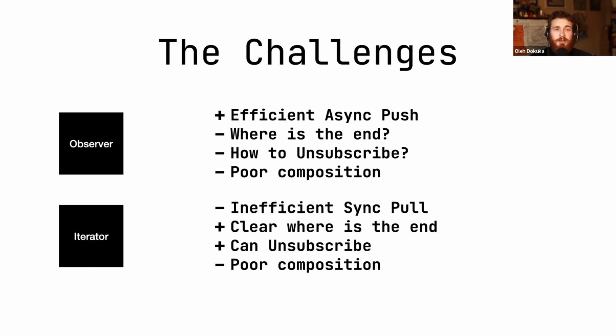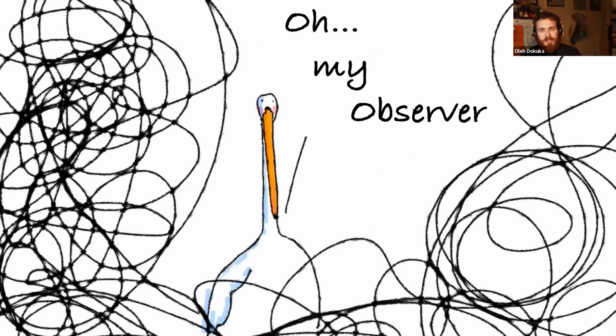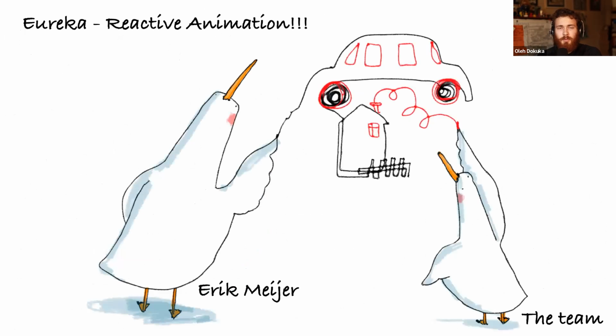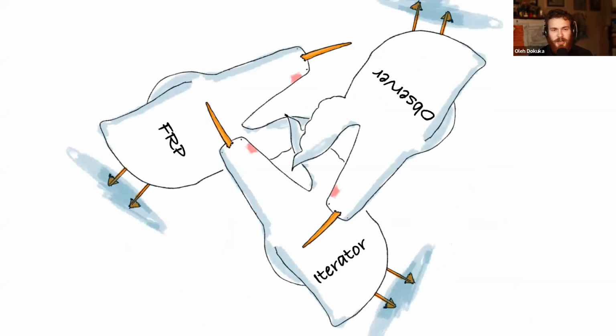Again, poor composability. So Erik Meijer was thinking about and trying to solve this problem with observer, because observer looked really, really promising. And then he remembered that in 1997, by Conal Elliott, in the same company, this problem was solved. It was solved by functional reactive animation. And basically the solution was an application of functional programming.